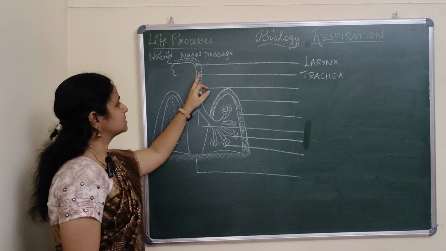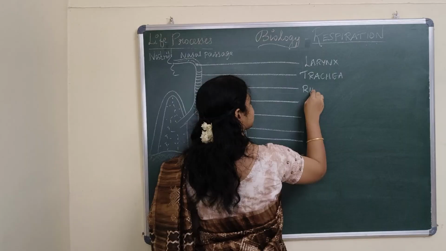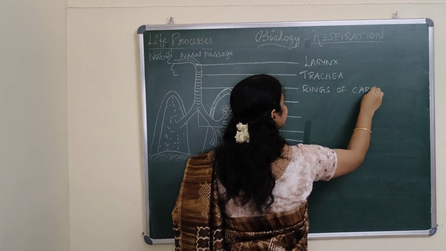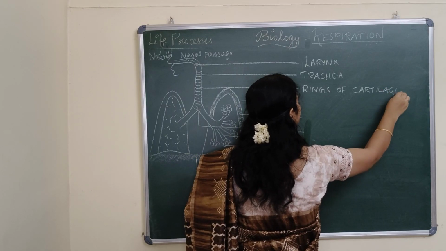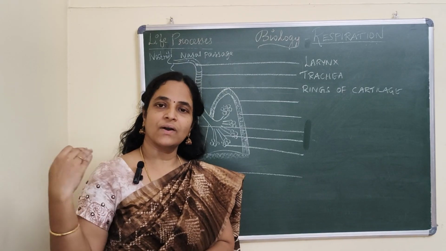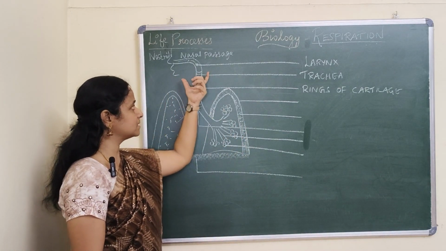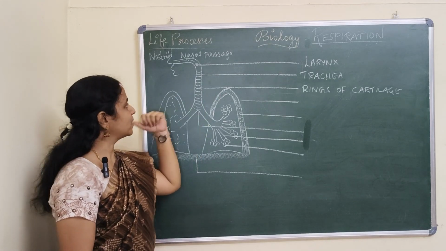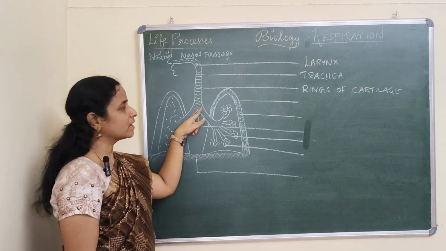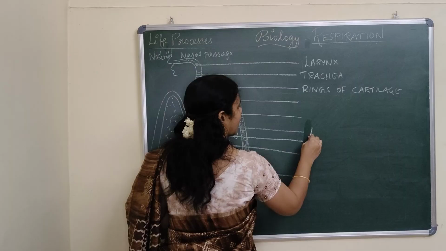This tube-like structure has certain ring-like structures called the rings of cartilage. The function of this cartilage is that it allows only the exact amount of air to pass through. So it prevents the lung from air collapse. And then the trachea branches into the right bronchus and the left bronchus.